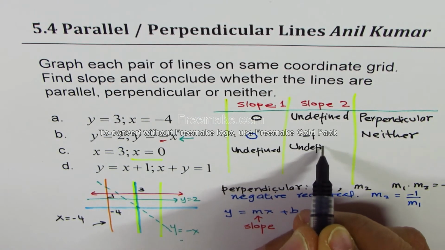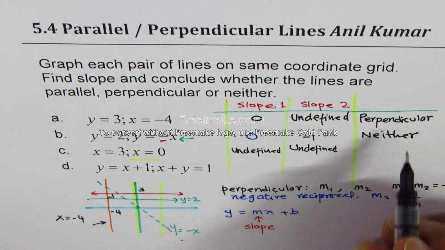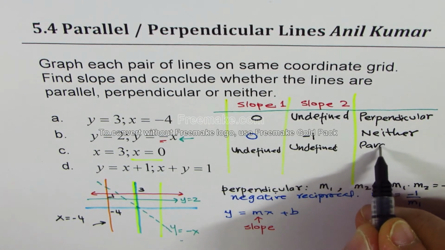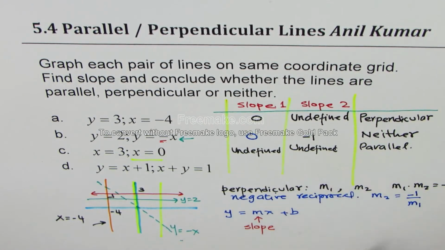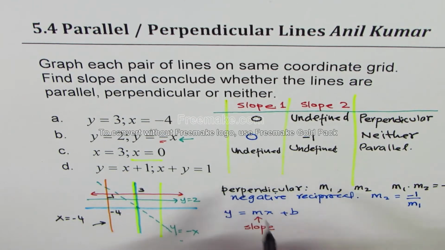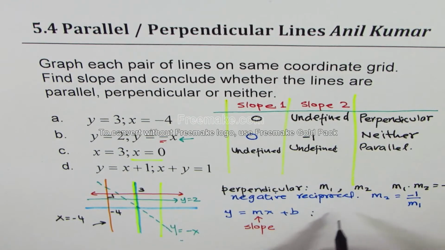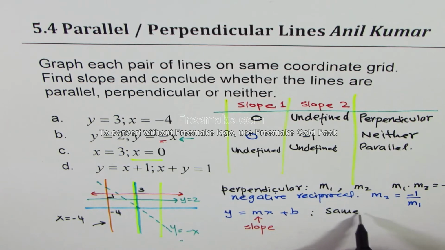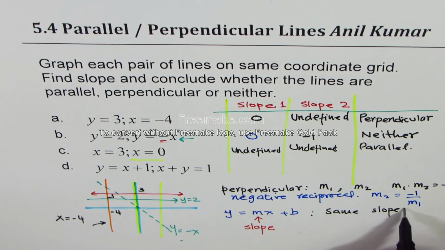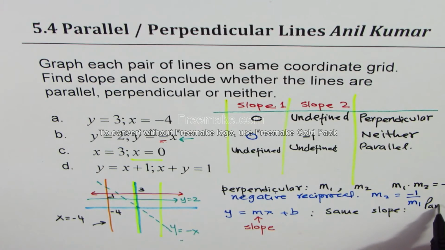Anyway, you found both of them are undefined. Since both are undefined, what do you say? Are they parallel or perpendicular? Of course, they are parallel, right? So for parallel lines, what do you know? Same slope. For parallel lines. Is it okay?